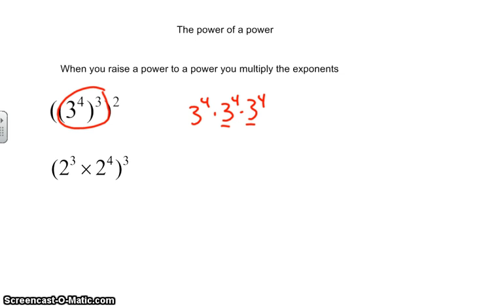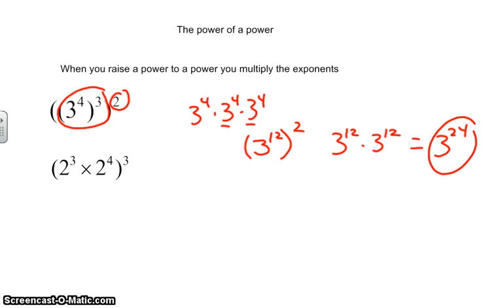Or we've already learned that you keep the base the same and add. So that'd be 3 to the 12th. But now I see that I have to square that, which means that I have to do that twice. 3 to the 12th times 3 to the 12th. And we know that whenever we are multiplying exponents, we add. So my final answer should be 3 to the 24th power. And if we look at the beginning, 4 times 3 is 12, times 2 is 24.